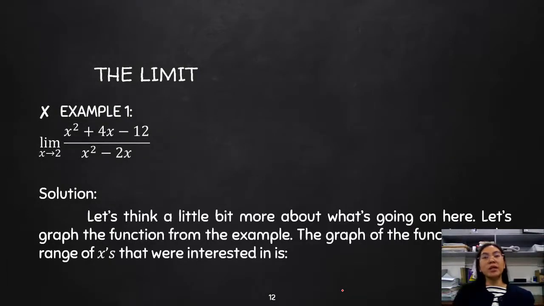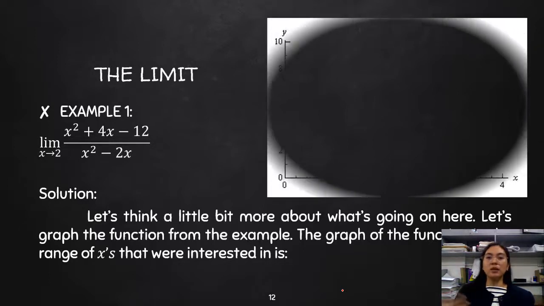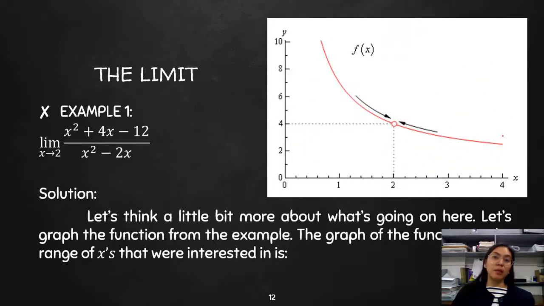How about we try then to graph the function? So, let's think a little bit more about what's going on here. If we try to graph the function from the example, then it will actually appear like this, diba? So, yan yung sa taas, ito yung sa baba, and this is at x is equal to 2.